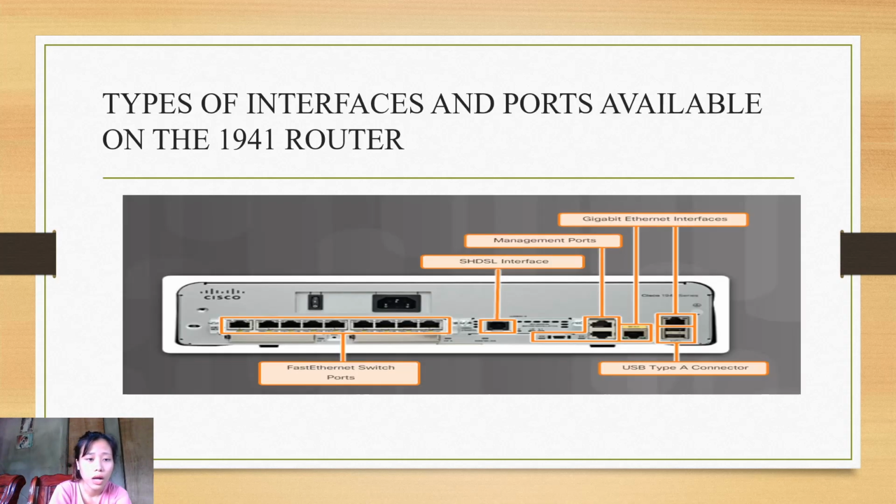So this is the type of interface and ports available on the 1941 router. As you can see, it has a USB Type A connection, a Gigabit Ethernet interface, plus an Ethernet switch port, and other stuff.